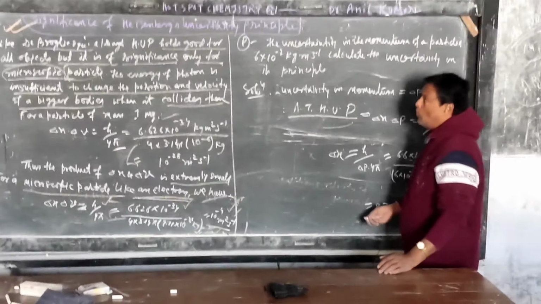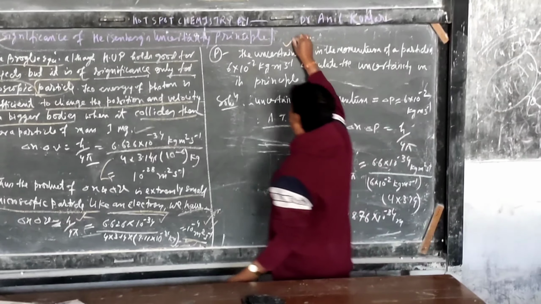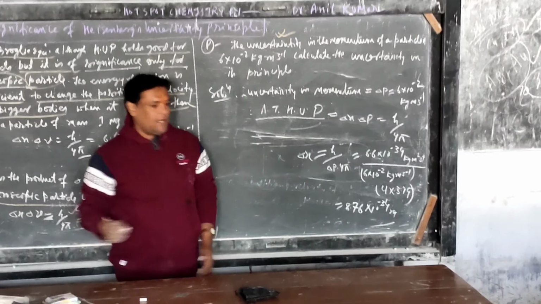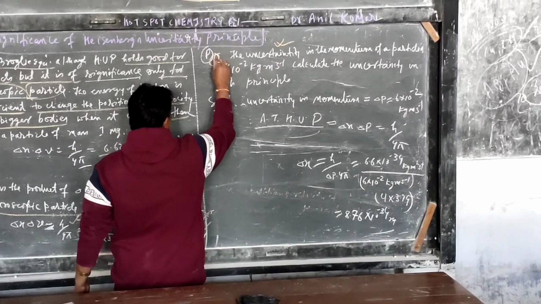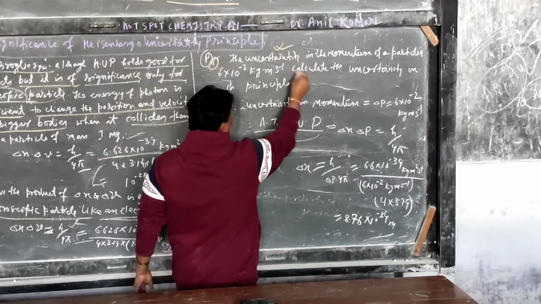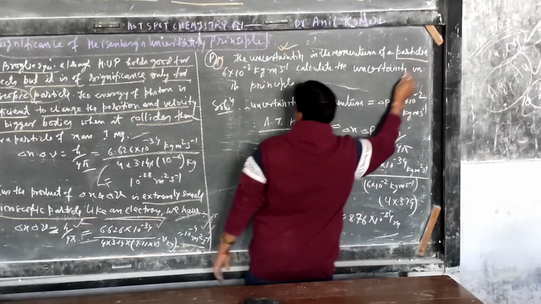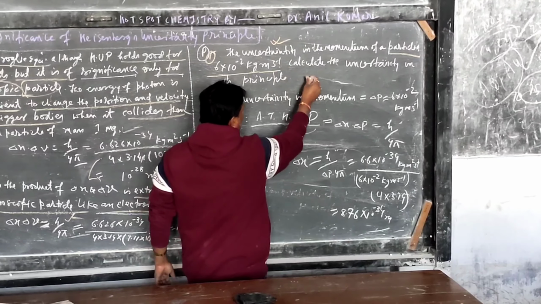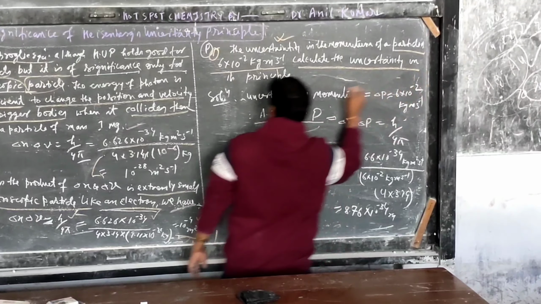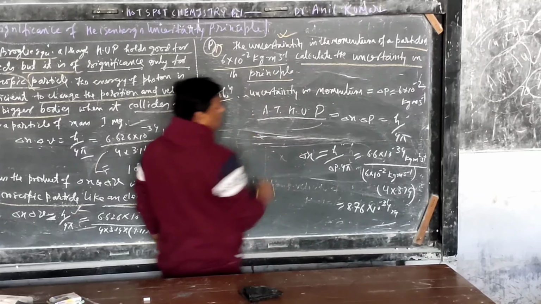Generally, a problem regarding the uncertainty principle comes like this. Problem number one before you: the uncertainty in the momentum of a particle is 6 into 10 to the power minus 2 kg meter per second. Calculate the uncertainty in the position.